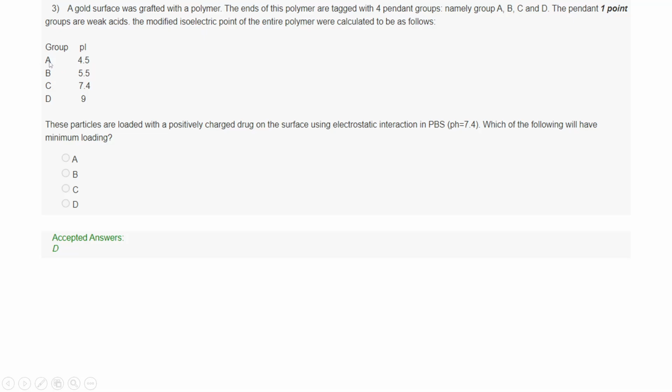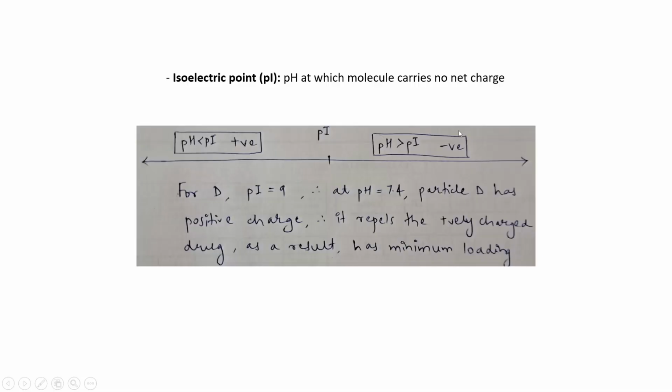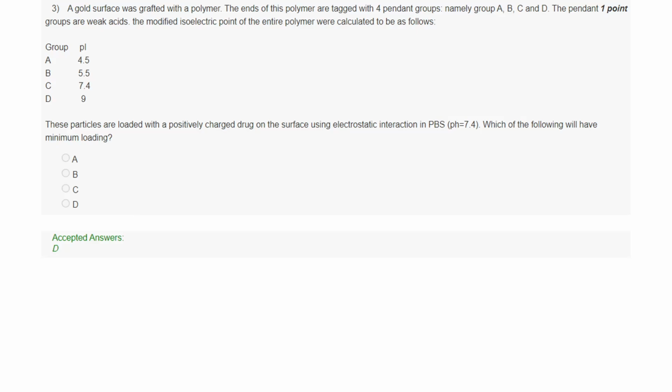For your pendant group A, the isoelectric point is 4.5, and your pH is higher than the isoelectric point, which means the polymer is going to have a negative charge. Similarly, for your group B, which has an isoelectric point of 5.5, the surrounding pH is again higher than the isoelectric point. So your polymer B will also have a negative charge. Now, if these two polymers have a negative charge and your drug has a positive charge, that will be a very strong electrostatic interaction, and that will give you a higher loading. But the question is asking which will have minimum loading.